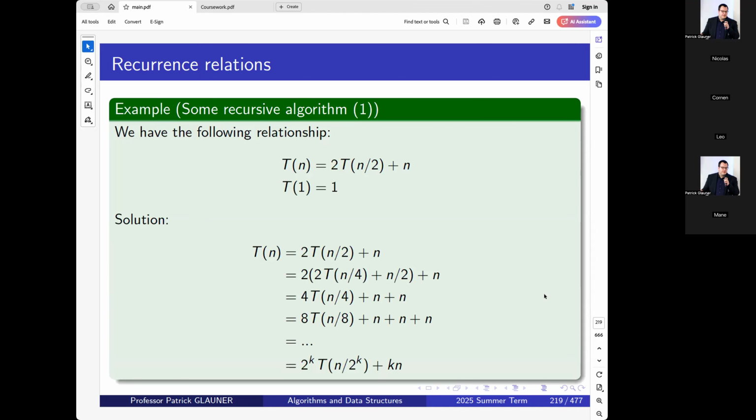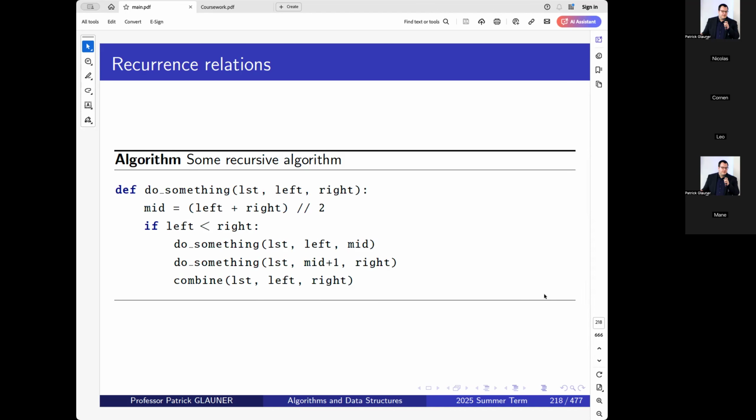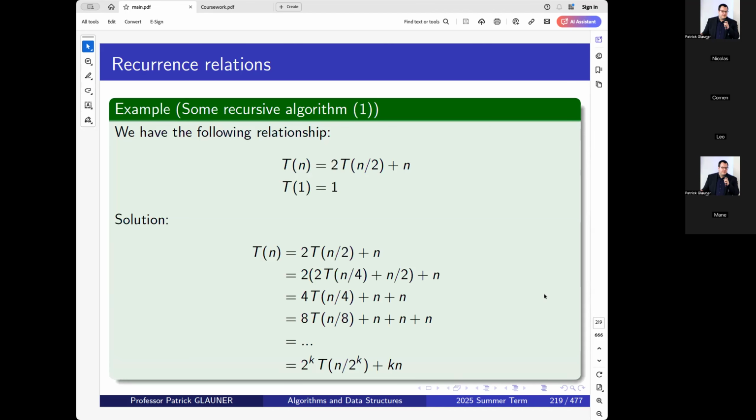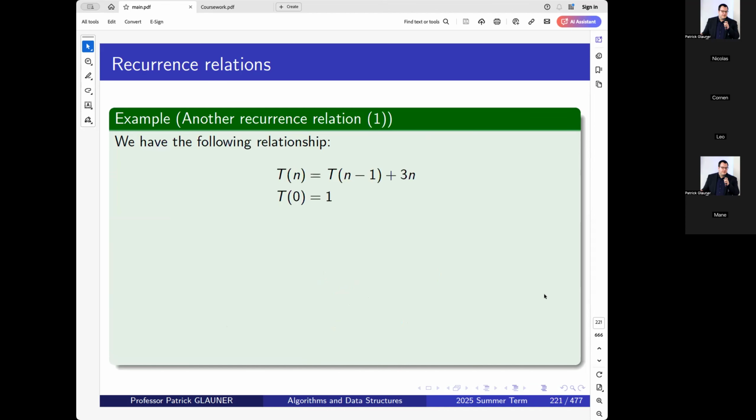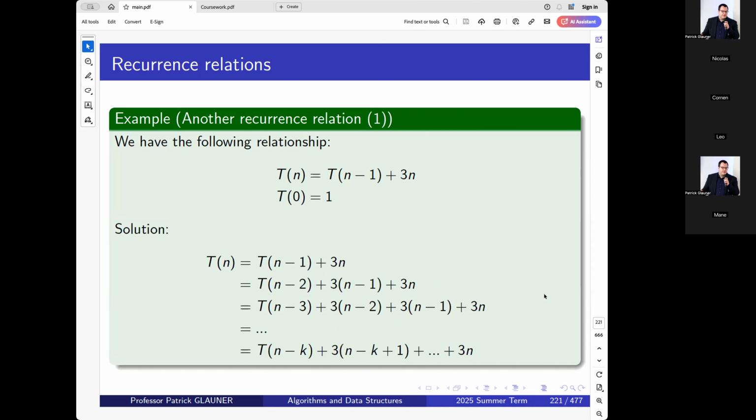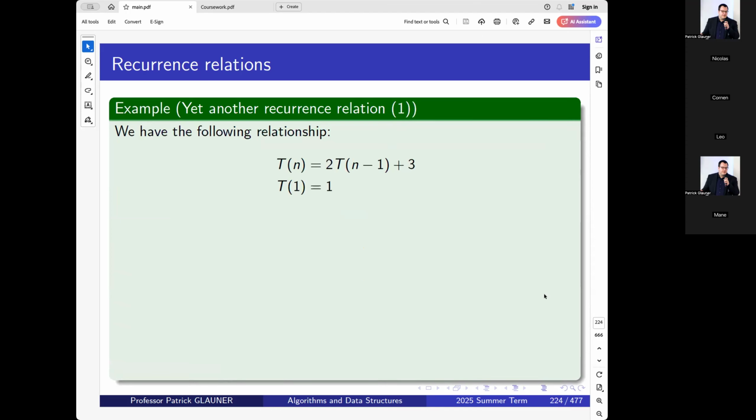We saw another algorithm, which is a pattern of a class of algorithms that we will see more often, and we saw how to solve this recurrence relation. And I tasked you to look at a couple of other recurrence relations and try to solve them. The solutions are also in the slides.